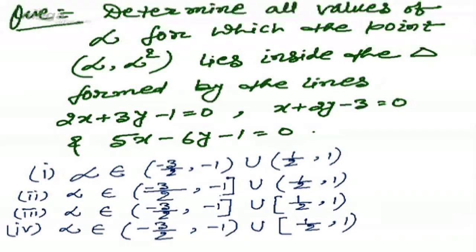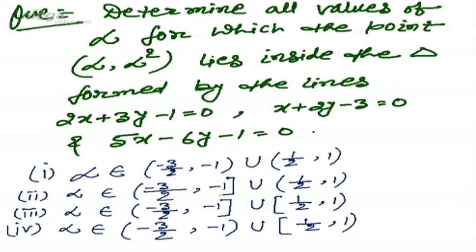The second option is alpha belongs to open interval minus 3 by 2 to minus 1 close interval, union half to 1 open interval. Third option is alpha belongs to minus 3 by 2 to minus 1 close interval and open interval, union half close to 1 open. And the fourth option is alpha belongs to open interval minus 3 by 2 to open interval minus 1, union close interval half to open interval 1.